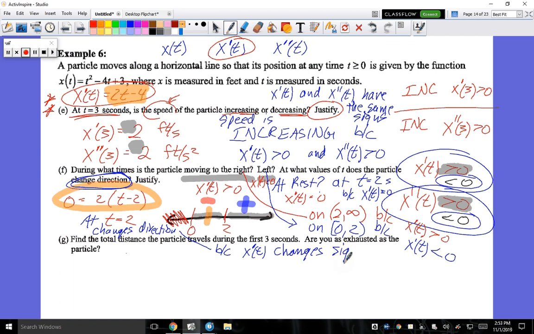Where did you get 2t minus t from? I just took the derivative of the position function. Oh. And I GCF'd out the 2 right here to solve for the zeros of that function.